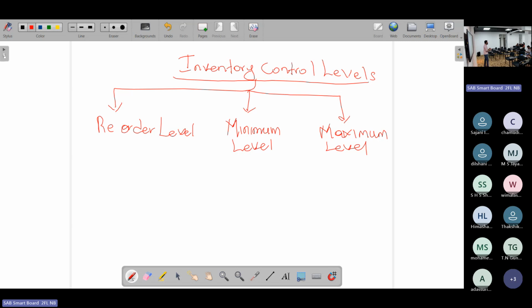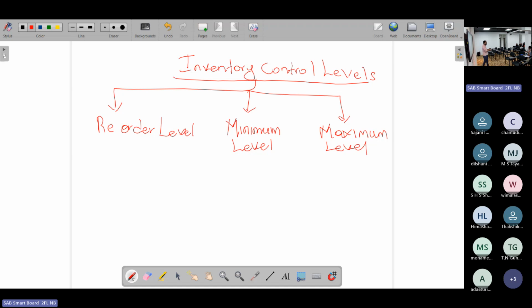So in my previous example, I said your demand is 100 quantities. You can't keep 150. At the same time, you can't keep 80 as well. Okay. So I will come to reorder level later. First, we will discuss minimum and maximum levels. Maximum level, I told 110 you can keep. How can you determine 110? That part we are going to calculate and discuss here.